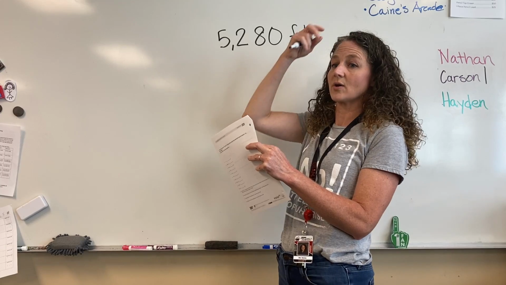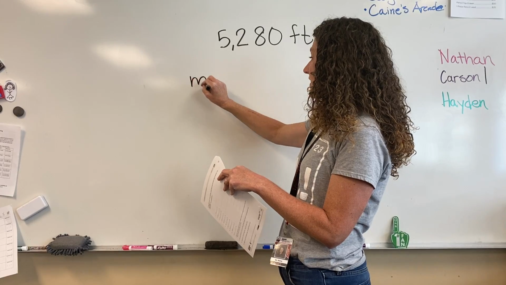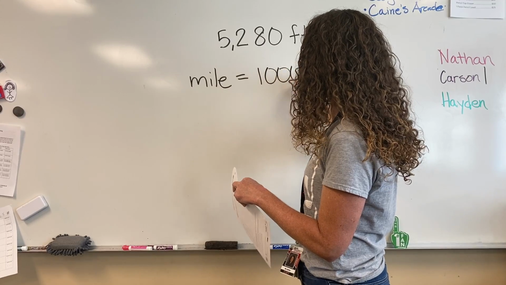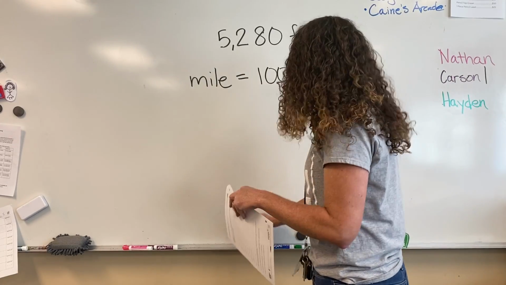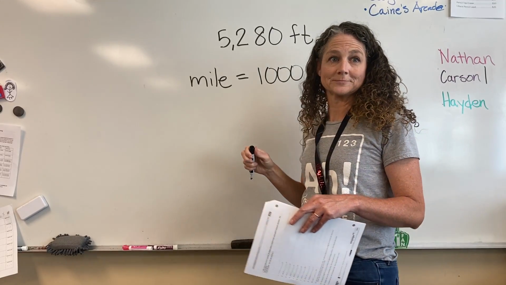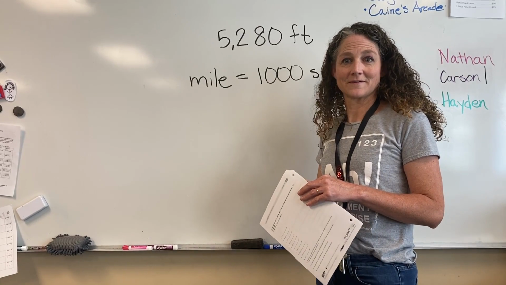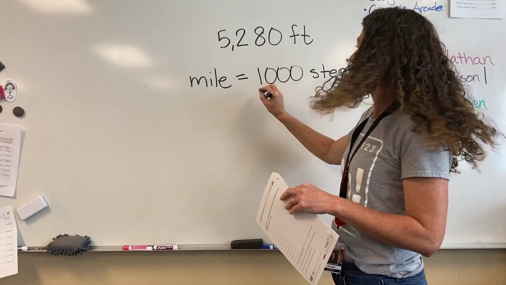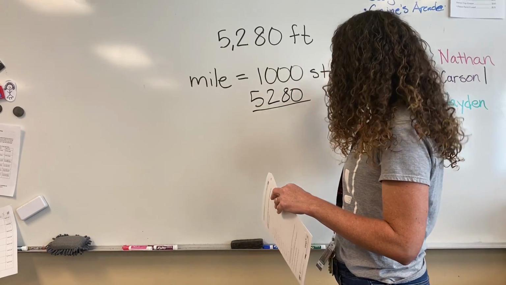Fun fact, says Mrs. Barlow. I have a bunch of random facts in my head. How they got a mile is 1,000 steps of a Roman soldier. So how tall was a Roman soldier? Really tall? No, not really tall. It's 5,280 feet, and it's not steps, it's strides.